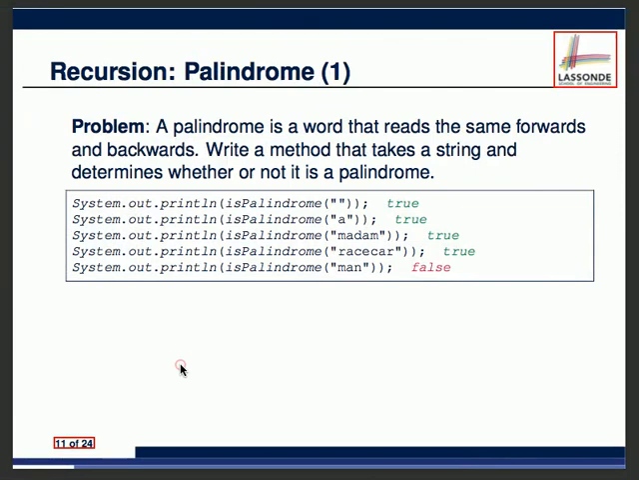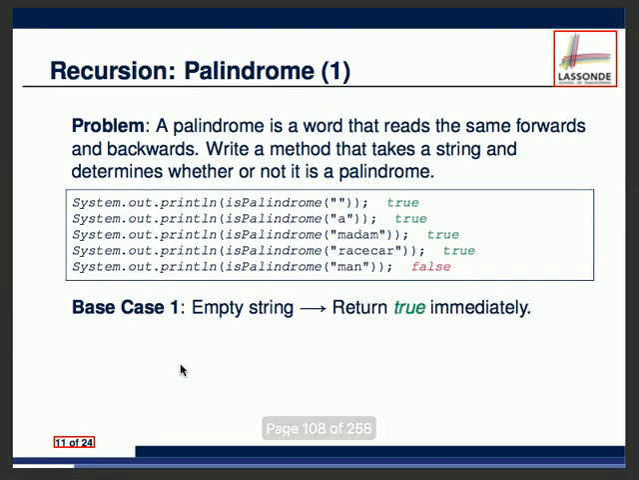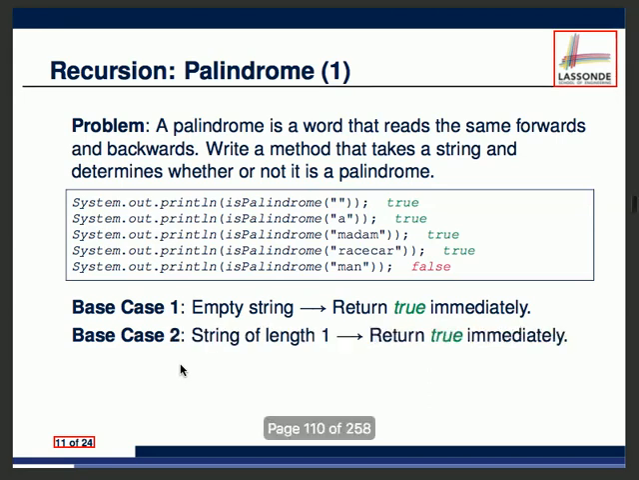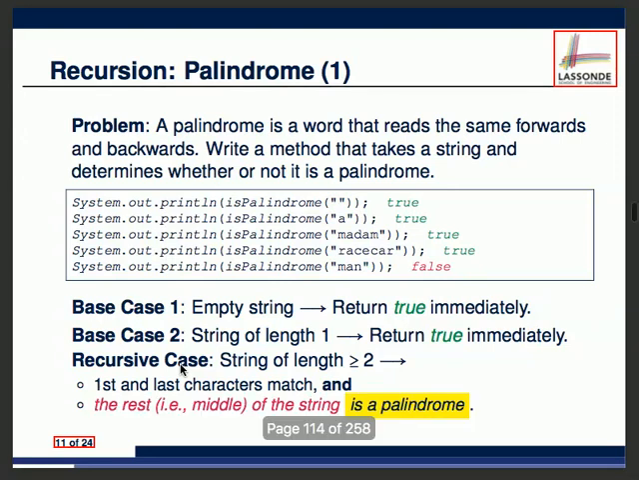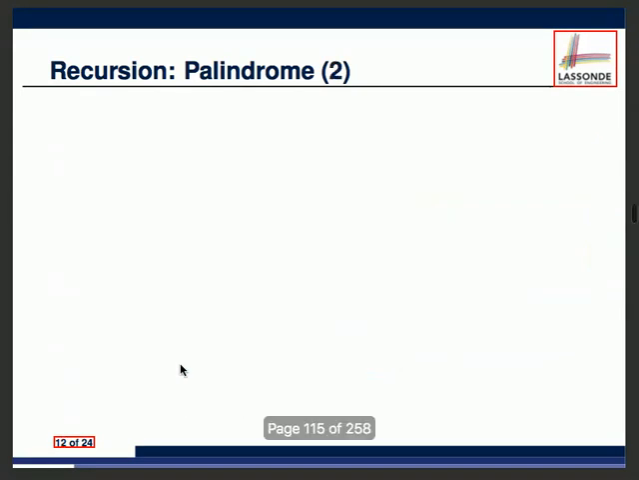Okay, let's now see that. This is how, conceptually, you do it. Empty string, simply just true. If you've got a string of length 1, also return true. And now, if the string has a length larger than or equal to 2, what do you do? You simply do the following: you say that the first and last character must match, and also the rest is also a palindrome. So this is exactly a recursive call, right? Let's see how you can do that in Java.